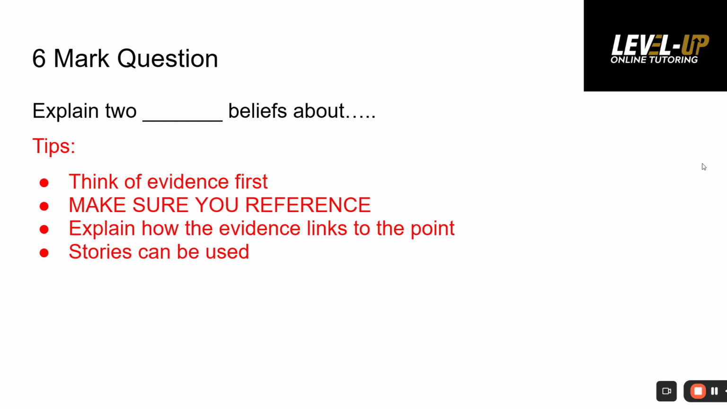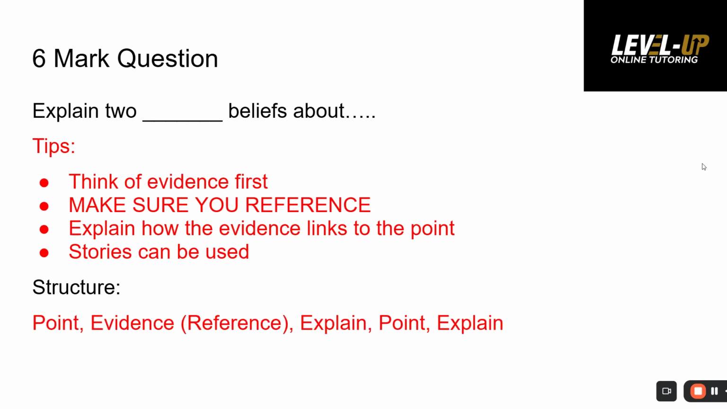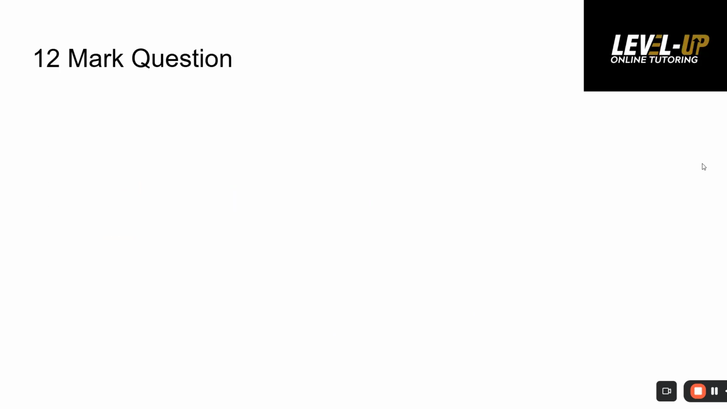What you also need to remember as well is that stories can be used. You don't just have to use quotations. So if you can't think of one off the spot, but you can think of a story that is more general, you can use that as well. So the structure needs to be point, evidence with the reference, explain, point, explain. This way you can get 6 total marks. There's 6 things you're needing to do.